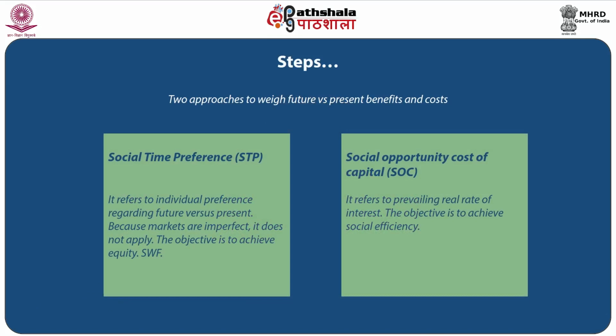Social time preference refers to individual preference regarding future versus present. Because markets are imperfect, it does not apply here. The objective is to achieve equity, that is a social welfare function. Social opportunity cost of capital refers to the prevailing real rate of interest. The objective is to achieve social efficiency.